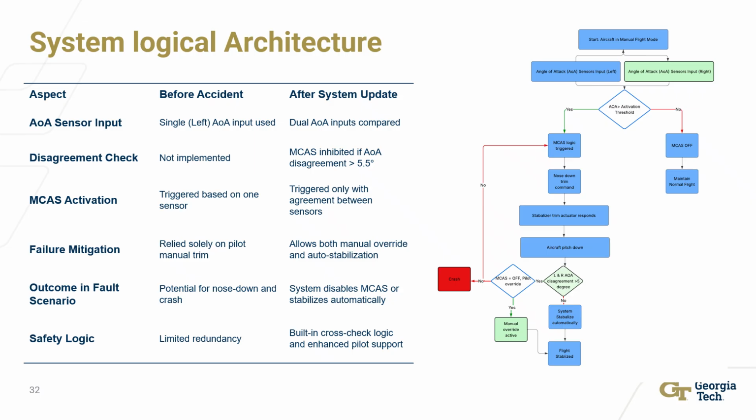The logical architecture is on here. Logically, the MCAS system had several shortcomings. Before the accidents, the system lacked angle of attack sensor redundancy and did not properly handle sensor disagreement. MCAS would activate based on a single potentially faulty input. Post-update changes include angle of attack input cross-checking, MCAS activation limits, and better pilot feedback. These updates improved fault tolerance and pilot awareness, significantly reducing the risk of repeated failures.